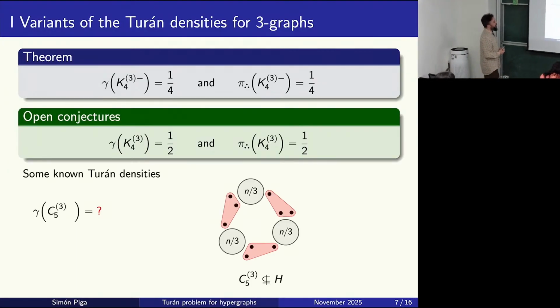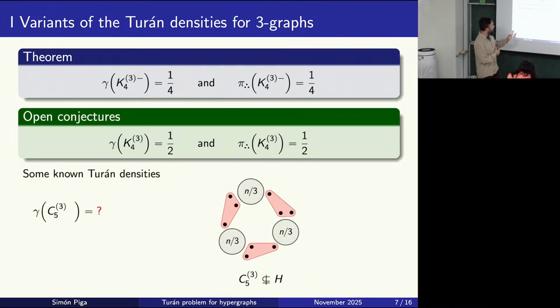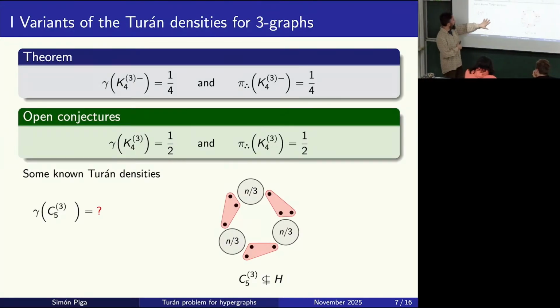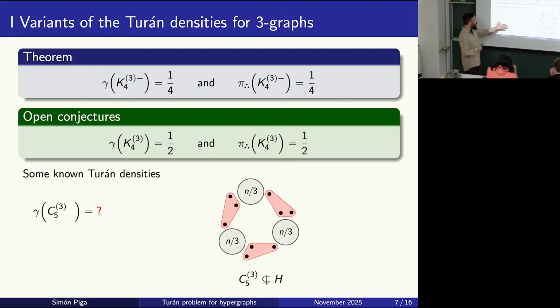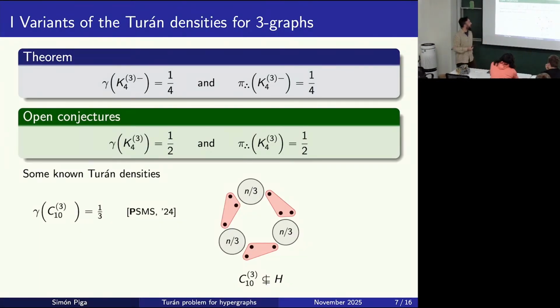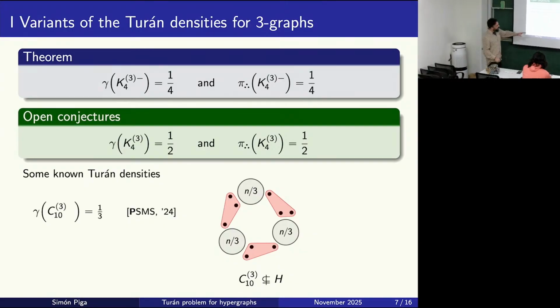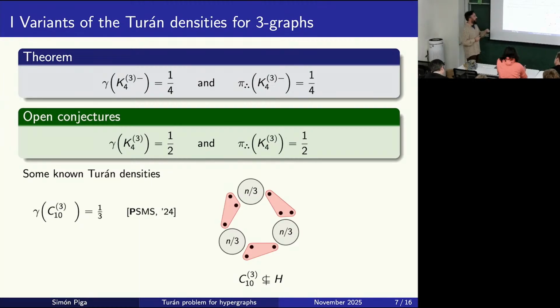Still, some Turán densities are known. For example, as I said before, the codegree Turán density of C5 is expected to be this, the extremal example. We couldn't show this, but together with Sangüesa, Matamala, and Schacht, we managed to prove that this is the extremal example for C10 at least. So if you take a longer cycle, this is actually the extremal example, and it's not so much longer. It's just C10.